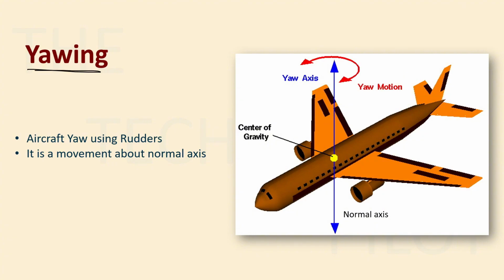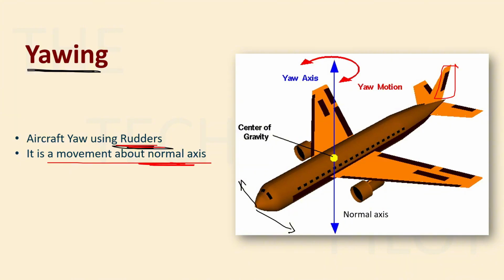Then you have yawing. So yawing is done using rudder. What is yawing? So yawing is this motion, left and right of the aircraft. This is yawing. And it is done using what? Rudders. So where are rudders? Rudders are on your vertical stabilizers. So these are your rudders. And yawing is done by rudders. All right. And it is a movement about normal axis.